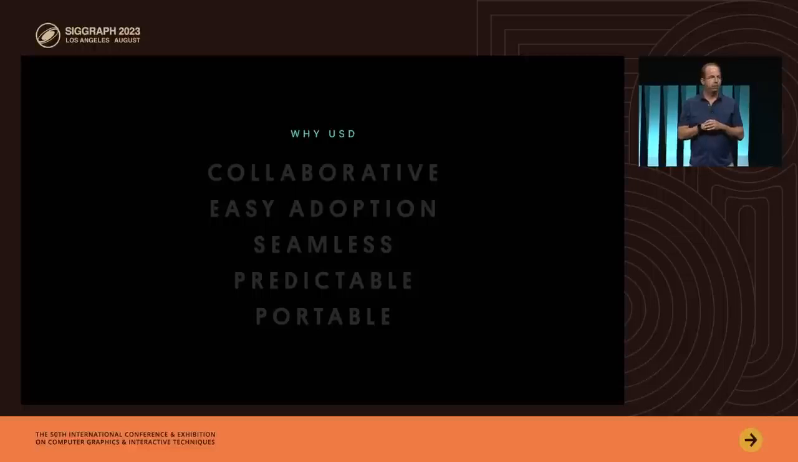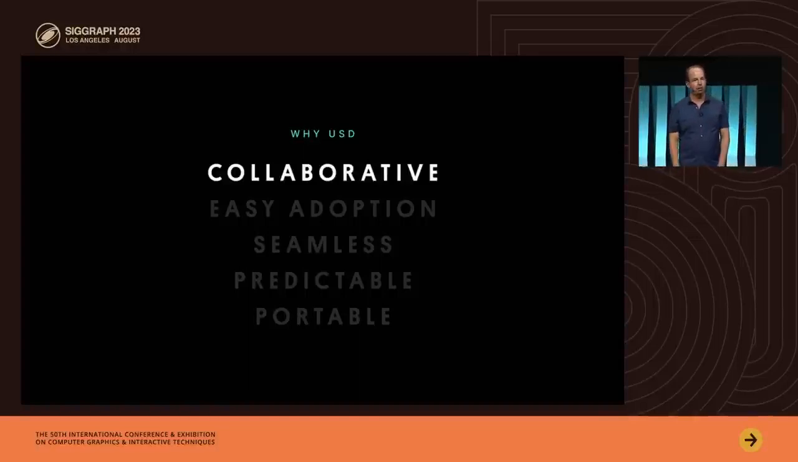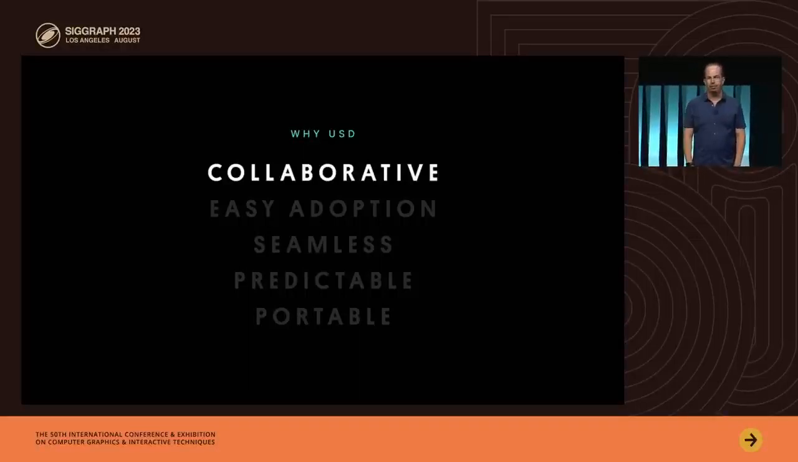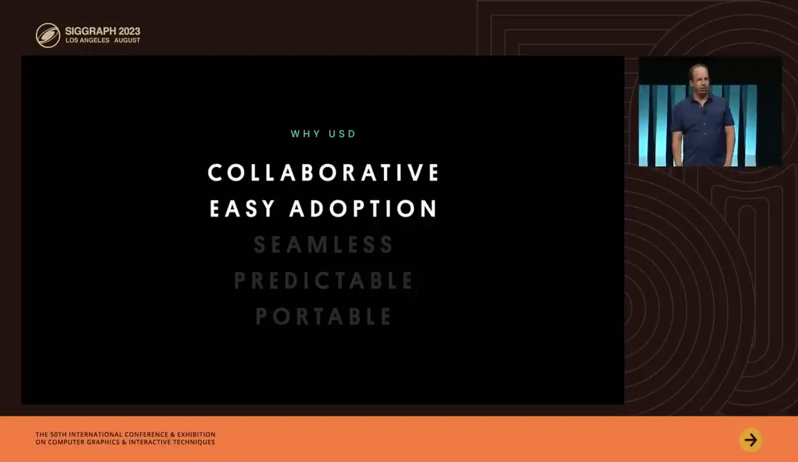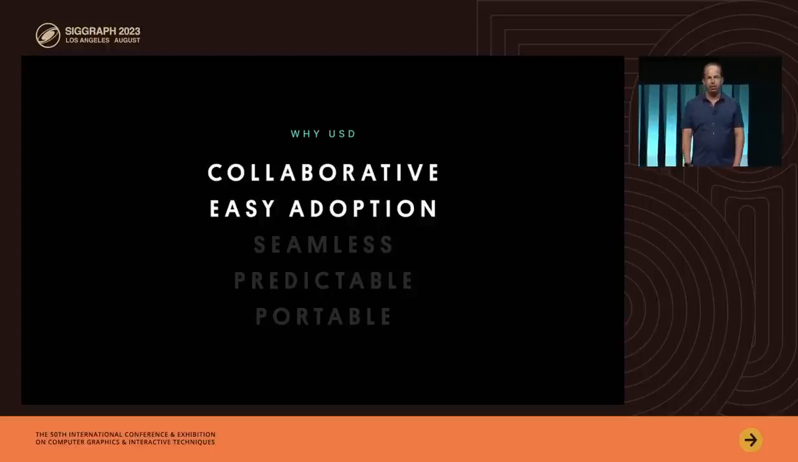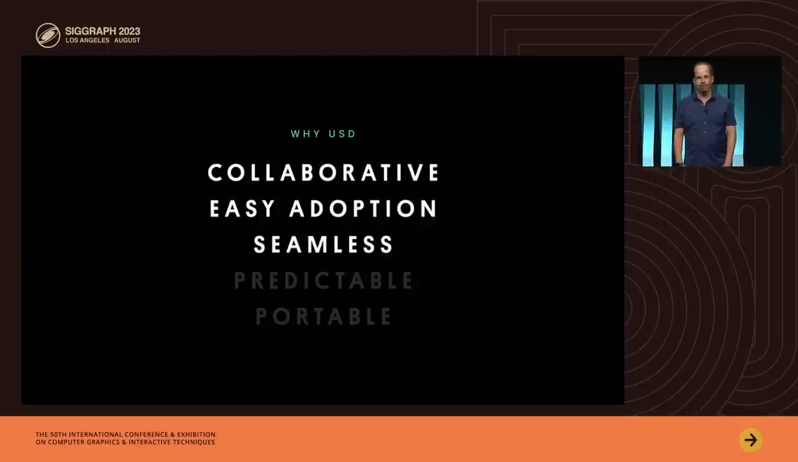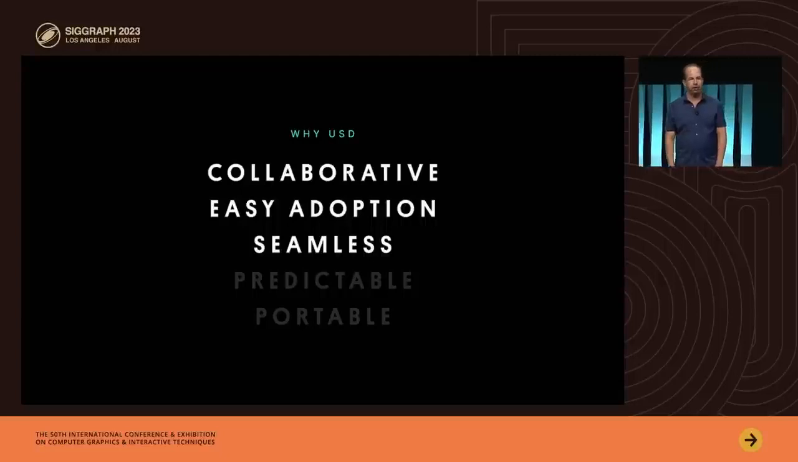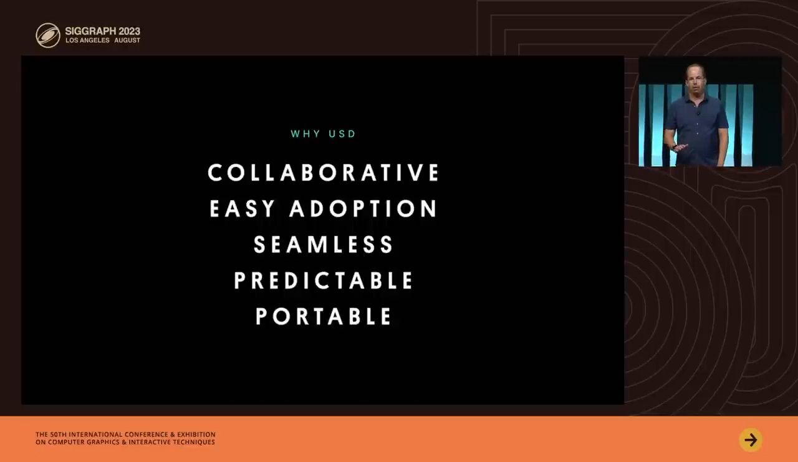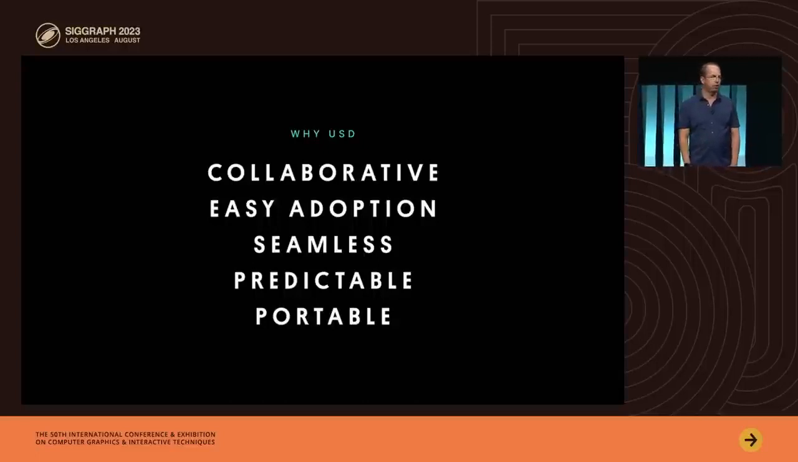USD offers a lot of benefits for content creators. First, it's collaborative. It makes it easy for creatives to work together across large and small teams, across all supported authoring environments for a single asset or a large scene concurrently. It's also easy to adopt. New workflows and content pipelines don't mean starting from scratch. Existing assets can just be reused in collaborative workflows without changing the content you already have. And it's seamless. Content moves smoothly across all supported authoring environments, losslessly and bidirectionally. It's also predictable. All data is composed with cohesive, predictable rules. And last, it's portable. Regardless of the authoring environment, content displays consistently across creator tools.